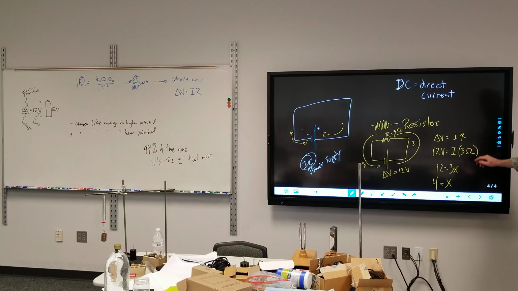So my current is 4. Well, I have a volt divided by an ohm. I divide both sides by 3 ohms. So that is a volt per ohm, which is definitely too much to write. Amps. And as was just said, that is an ampere.